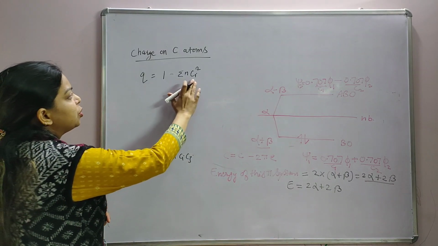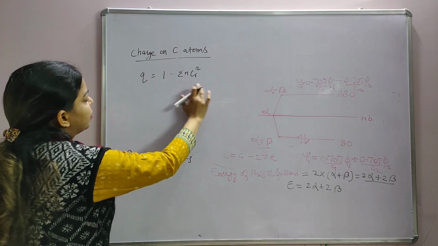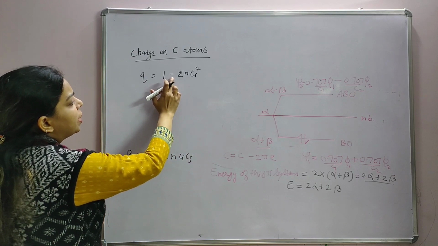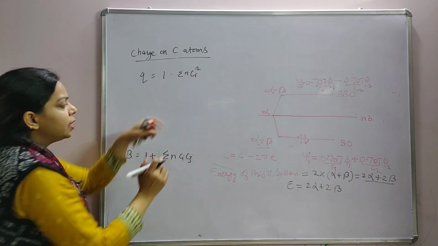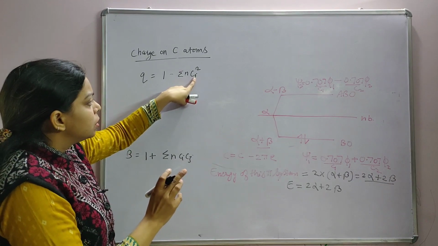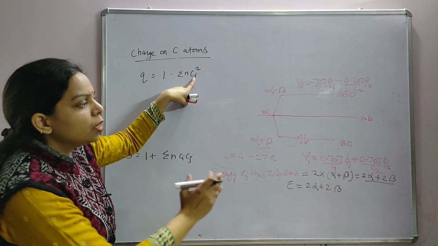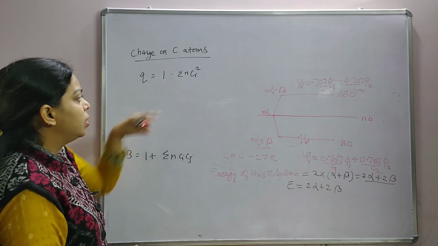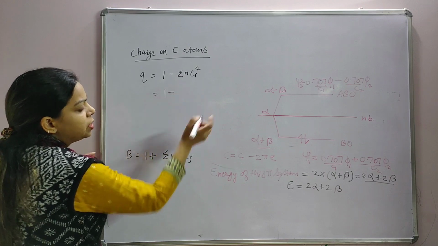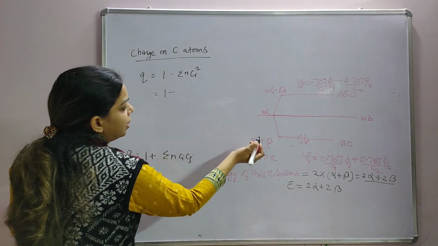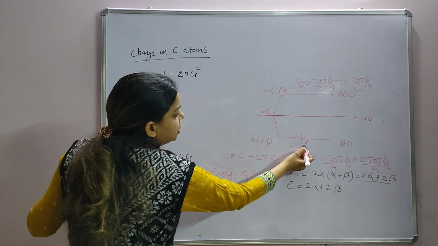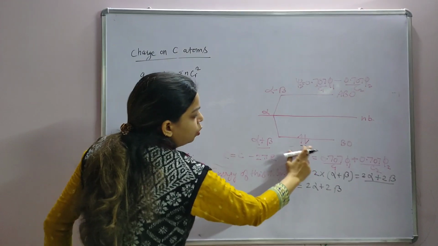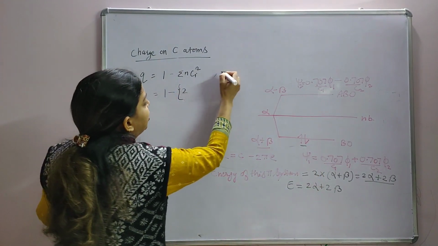The formula for the charge on any atom is this one. Q is the total charge on that particular carbon atom, equal to 1 minus the summation of n times Ci square. Ci is the coefficient which belongs to that carbon atom in all the wave functions, and n is the number of electrons present in that level. So we have only 2 energy levels over here.